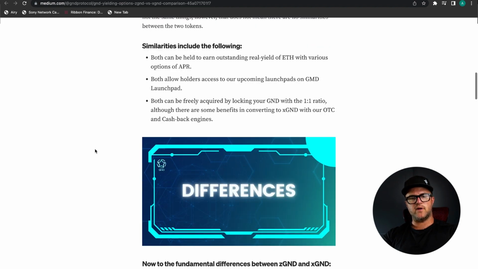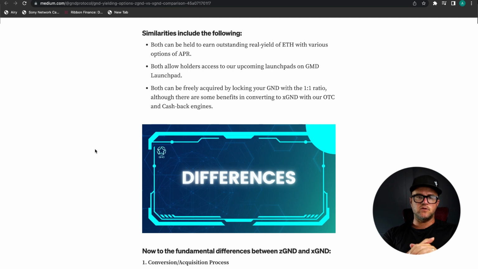I want to point out some things. Similarities include the following. Both can be held. Now, this is xGND versus GND again, not GND versus zGND. Both can be held to earn outstanding real yield of ETH with various options of APR. Both allow holders access to our upcoming launch pads, which is really cool. Both zGND and xGND will give you allocations for the next priority sale over at GMD. So that'll be cool on the launch pad.